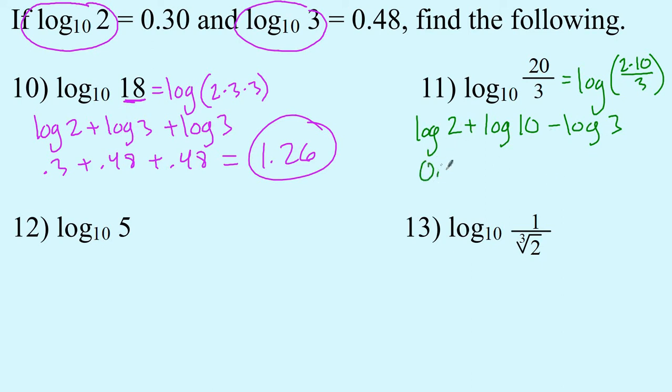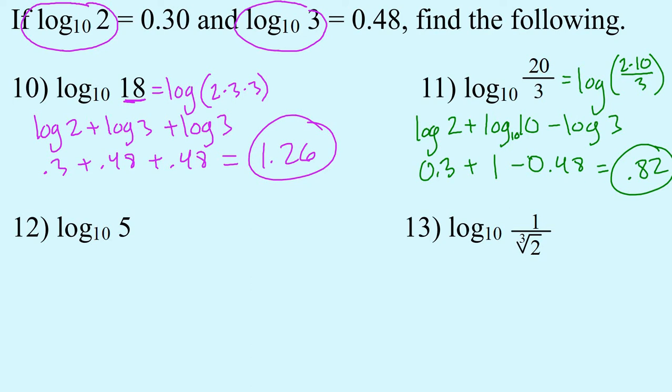Log 2 is 0.3. Log 10, that's base 10. Log base 10 of 10, when these are the same, answer's 1, always. So minus log 3, 0.48, we get our answer is, let's see, 0.82. There you go. I know, they're a little weird.